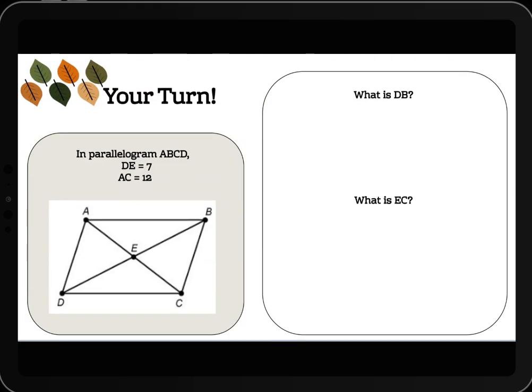In this example, we're focusing on the diagonals, so DE is 7 and AC is 12. So we're trying to find DB. So DB is the entire length across. So we know that DB would be equal to 2 times DE. So therefore you get 2 times 7, or 14.